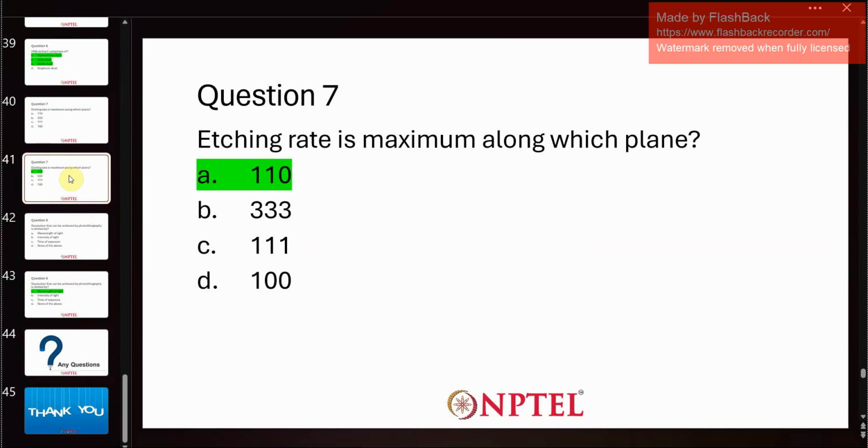That means the minimum is 111. The etching rate is maximum along 110, and the minimum will be 111. Etching is basically removing atoms. The more atoms they have to remove, the more resistance to etching there will be, so the etching rate will be slower, and the fewer atoms you have to remove, the faster the etching will be. Just keep that in mind. As I showed you earlier, along the 110 plane the number of atoms is less, so the etching rate is faster.